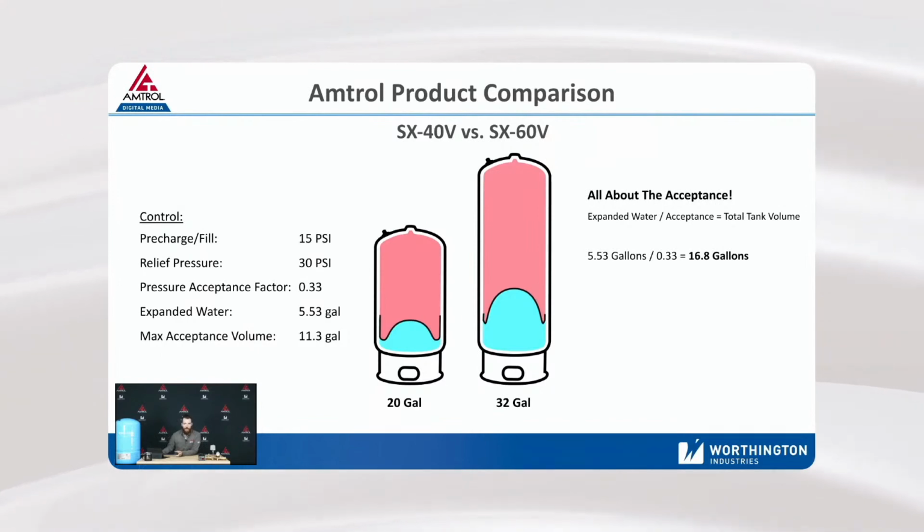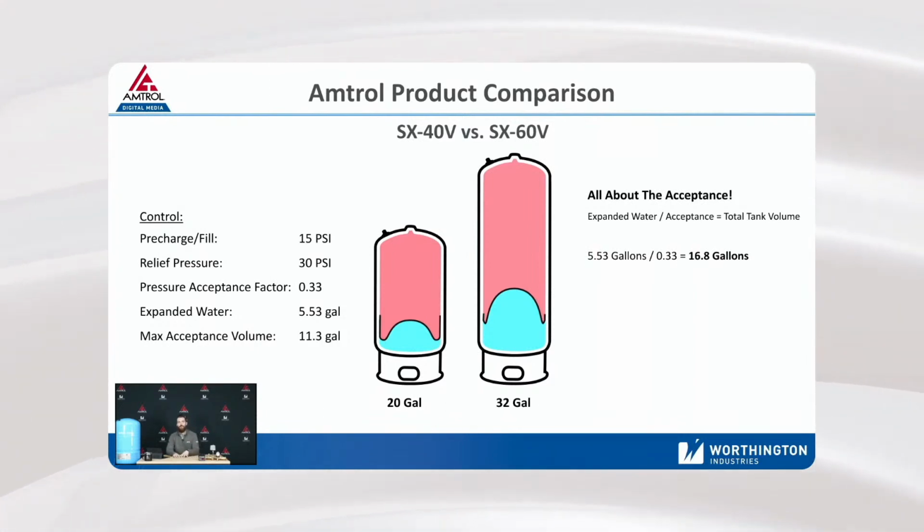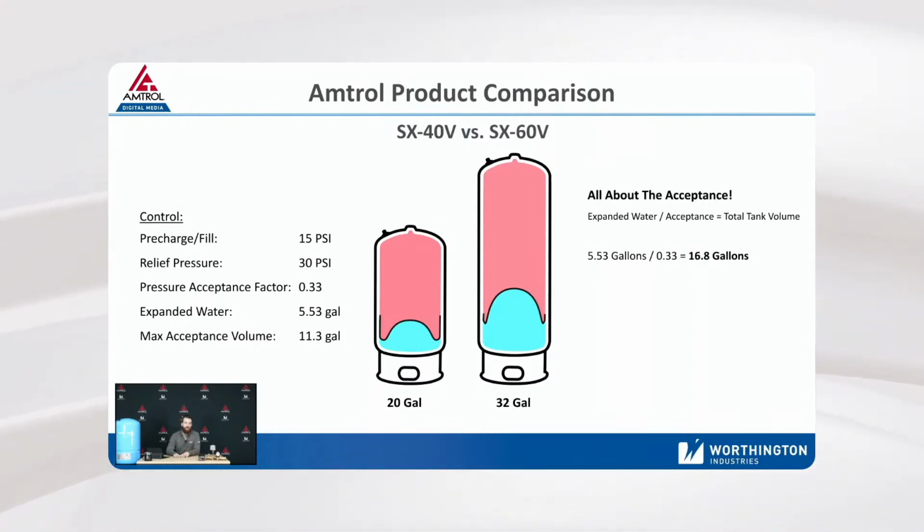So again, acceptance factor, very important. So the way we would calculate tank volume, if you continued out the formula for sizing an expansion tank, it's going to take your expanded water, and you're going to divide it by your acceptance factor, and it's going to give you your total tank volume. So that 5.53 gallons that's expanding from my system at that pressure range that we'd specified earlier is going to give us 33%. So 5.53 divided by 0.33, it's going to give 16.8 gallons for our expansion tank sizing requirement. So as we know, we'd round up, so 16.8, round up to a 20, and our SX40V. Perfect, yep, that would work just fine for that scenario.